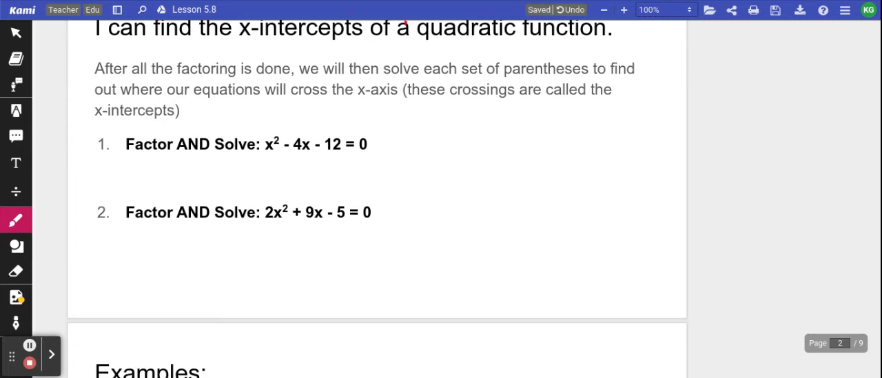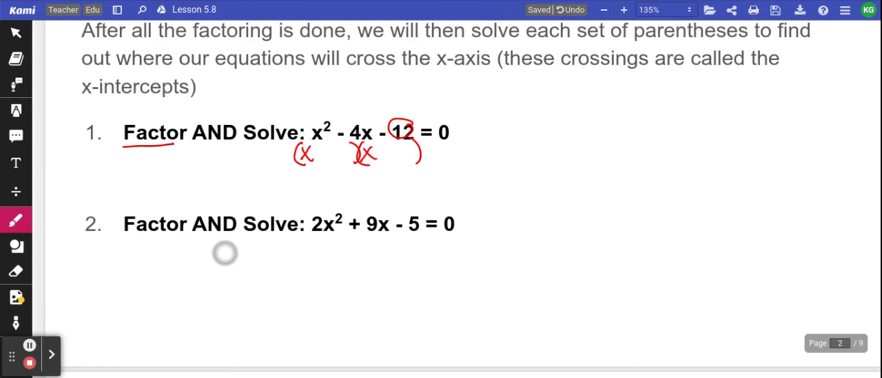So when it says just factor before, we were just setting up our parentheses and finding the numbers that multiply to be 12 and subtract to be 4. So we're going to start doing that the same way. Things that multiply to be 12 and subtract to be 4 are 6 and 2. And then using my sign chart, the bigger one gets a negative.